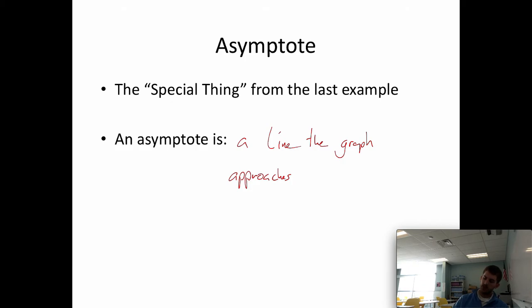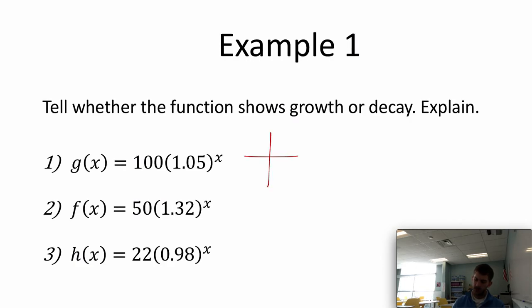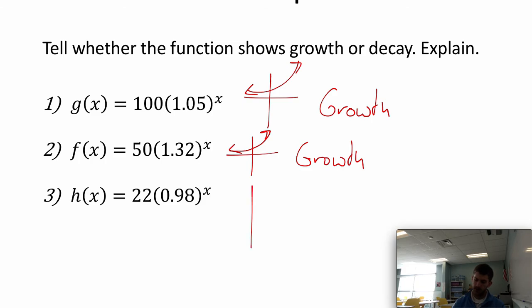Folks, we're going to talk about specifying between growth and decay. So what I'd like you to do is take a look at those images, graph those in your graphing calculator, and tell whether it shows growth or decay. This first one, the general graph would look something like that. That represents growth. The next one, if we have 50 times 1.32 to the x, that would also look like that, and that would also be growth. For that last one, 22 times 0.9 to the x would look a little something like this, and that would be a decay.